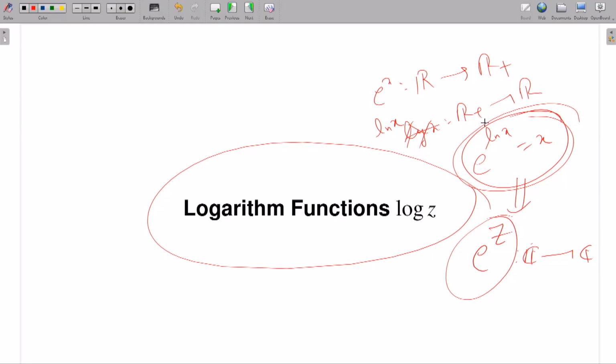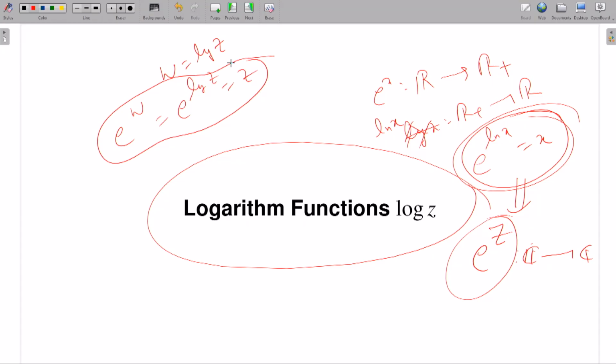So first I will try to find out what the complex numbers w are, such that e to the power w equals z. I will define log of z as such a w, that means e to the power log of z is exactly equal to z. So this kind of object, let's see.